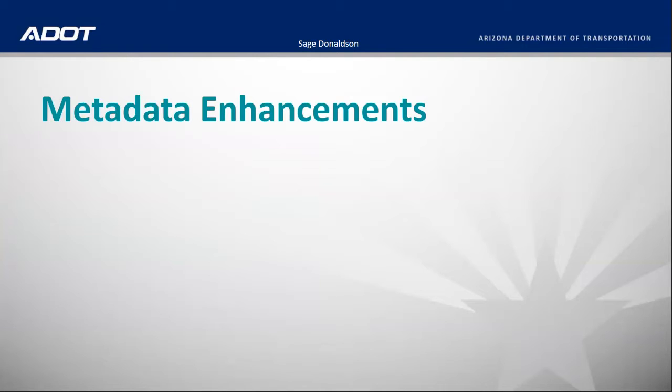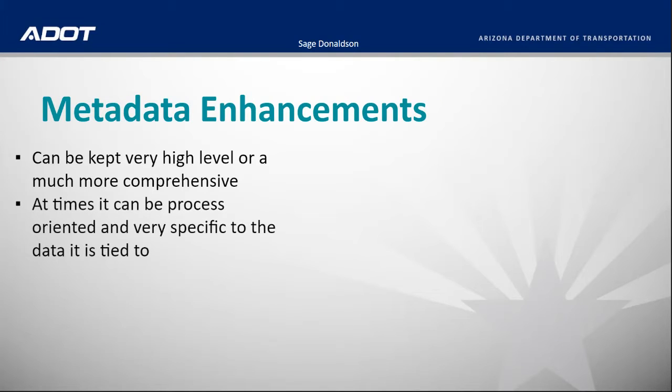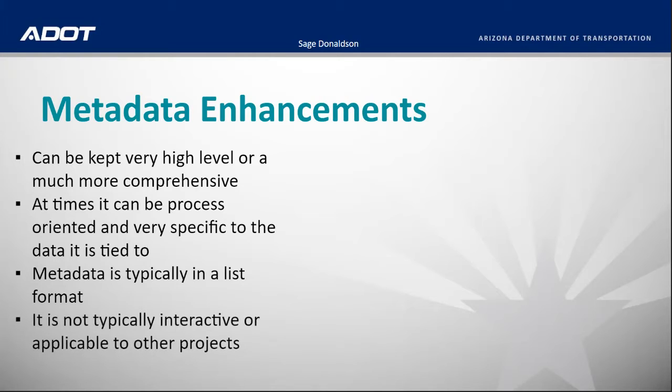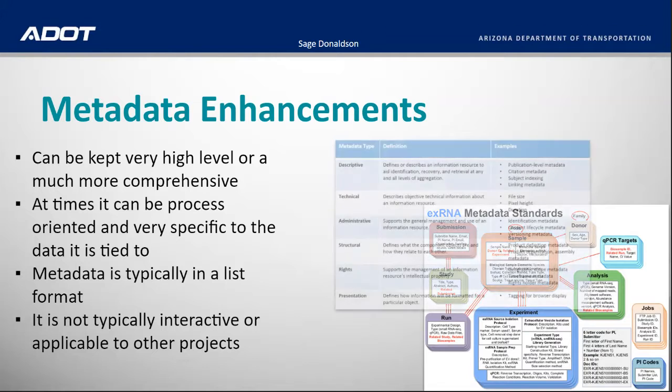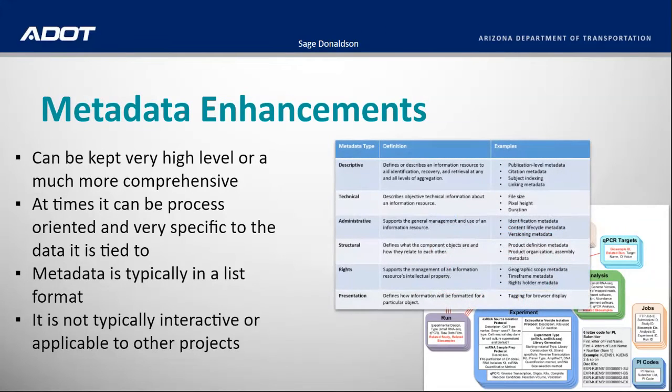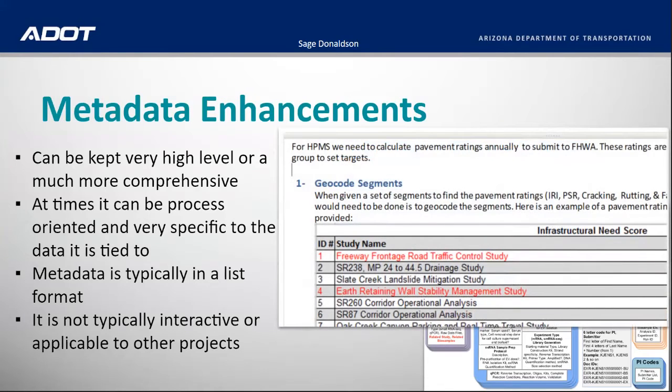So metadata can be kept at a high level or can be really comprehensive. It can be process oriented and very specific to a data set. Traditionally, it's formatted in some kind of list or document, and it's typically not interactive and not applicable to a broad spectrum of topics. So it can look like this in some kind of flowchart diagram. It often looks like this. Or in our case, it looks like this.